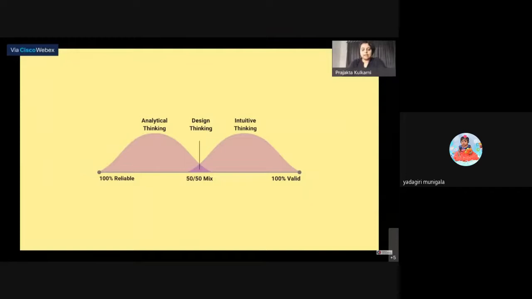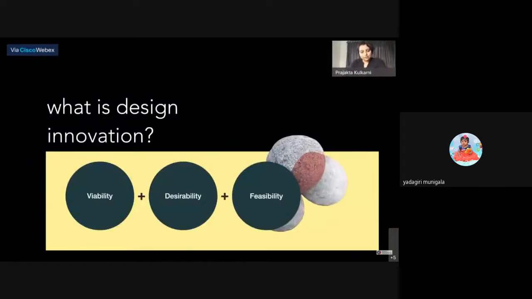Design thinking lies in the middle of analytical and intuitive thinking. Intuitive thinking gives you a lot of valid ideas, a lot of innovative and creative ideas, and analytical thinking gives you a lot of systemic ideas, organized and sophisticated ideas. So design thinking falls in the middle of it, where you can actually utilize both the parts of analytical and intuitive thinking. What is design innovation?